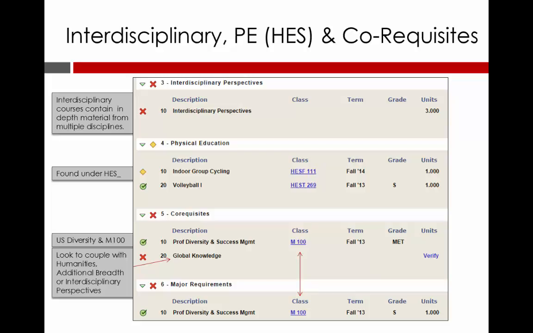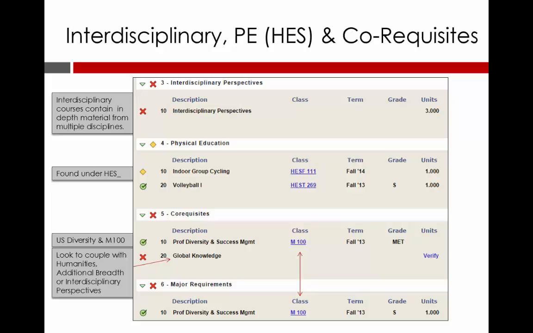The last category we will discuss are your co-requisites. Co-requisites are requirements that can be coupled with other course requirements. For example, your M100 course satisfies both your U.S. diversity requirement as well as your M100 requirement as an accounting or business major. Your second co-requisite is the global knowledge requirement. These courses contain information about people and cultures outside of the United States.